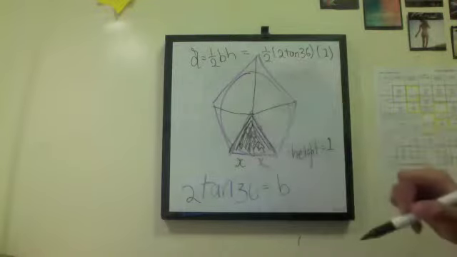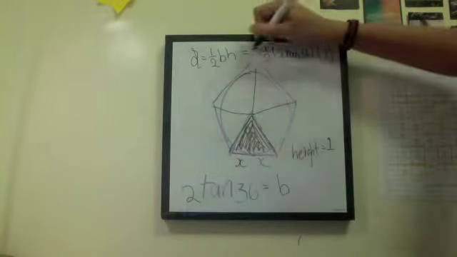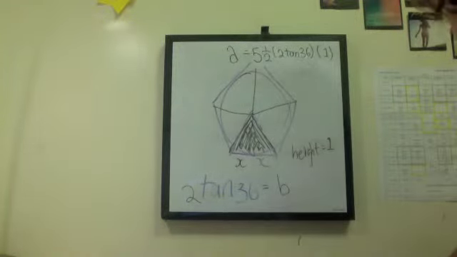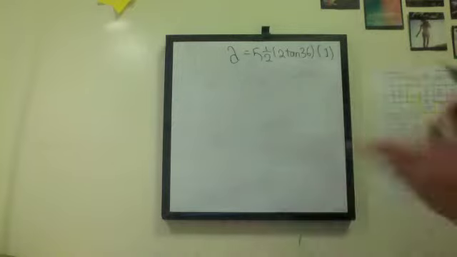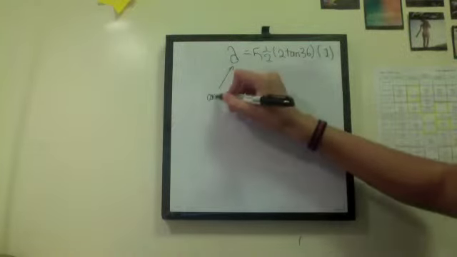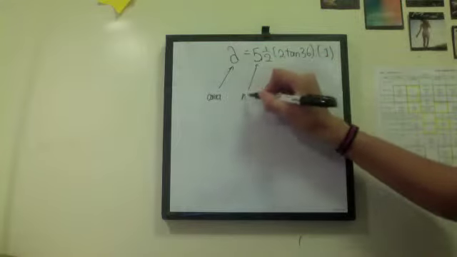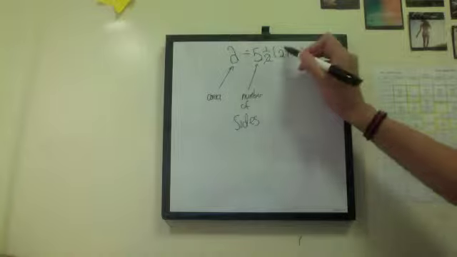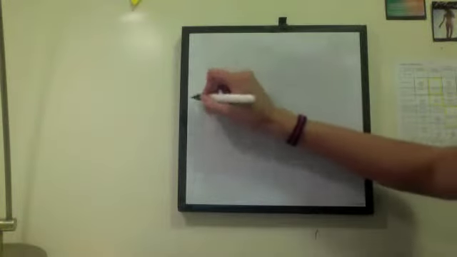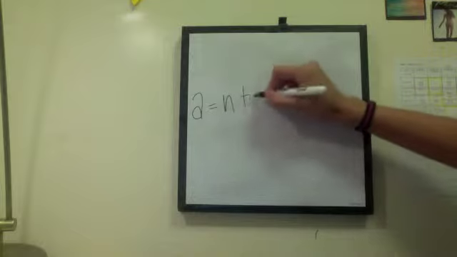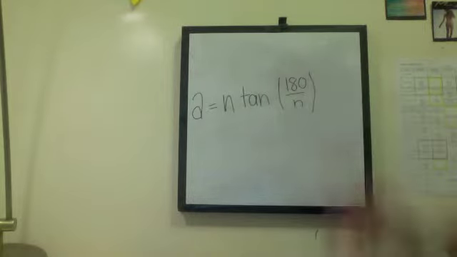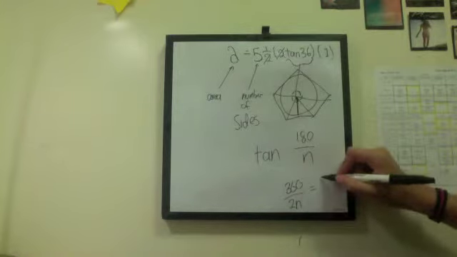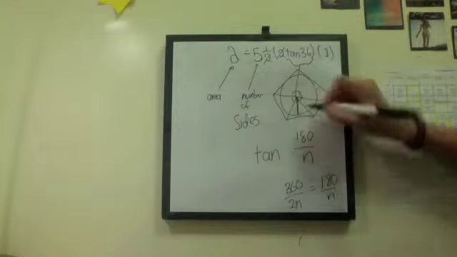So now that we have figured out the area of one of these triangles, we will multiply it by 5 in order to find the area of the entire polygon. And so the A, of course, stands for the area. The 5 is the number of sides in the polygon, and the 1/2 and 2 cancel out. And so if you plug in n, the equation would be A equals n tan 180 over n, the 180 over n being 360 over 2n simplified down.